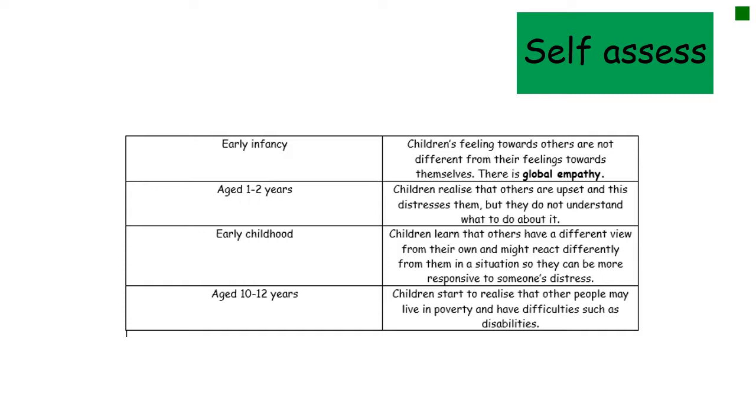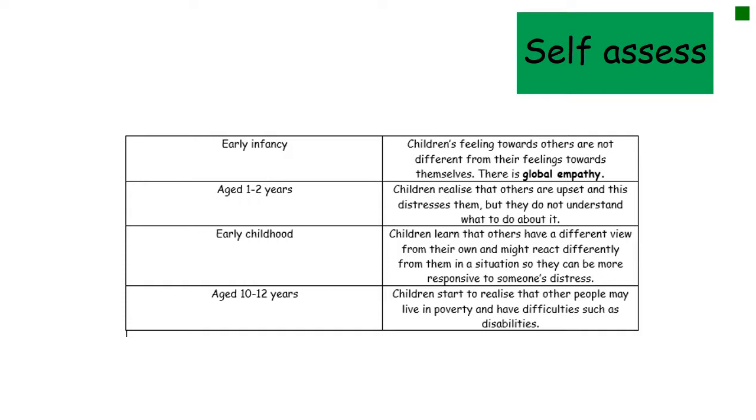Whereas as we move into early childhood, children learn that others have a different view from their own and might react differently in different situations. And actually, this is where a child learns to be more responsive to somebody's distress. You might see a 7 or 8 year old give them a cuddle or say it's going to be okay and say what they think is the right thing to do. And then age 10 to 12 years is where children start to realise that other people might live in poverty and have difficulties that are different from their own.